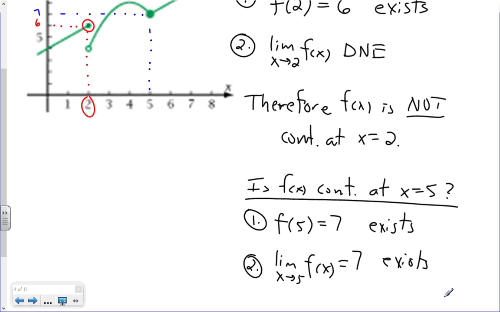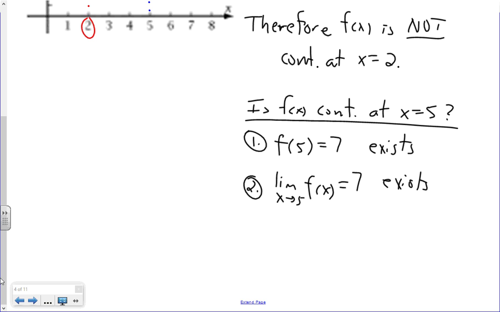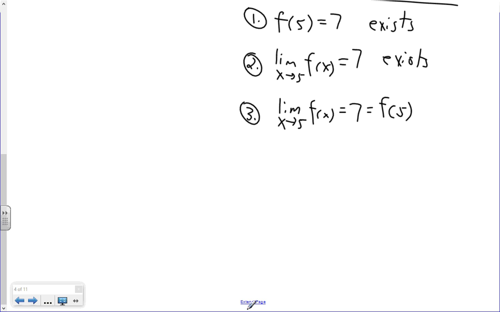So we've met the first 2 parts of our definition. And now the third part is just to check to see whether those 2 things are equal to each other. The limit as x goes to 5 of f of x we said was equal to 7. And that happened to be the same thing as f of 5. So it meets that third part. It meets all 3 parts of the definition of continuity. So therefore, f of x is continuous at x equals 5.